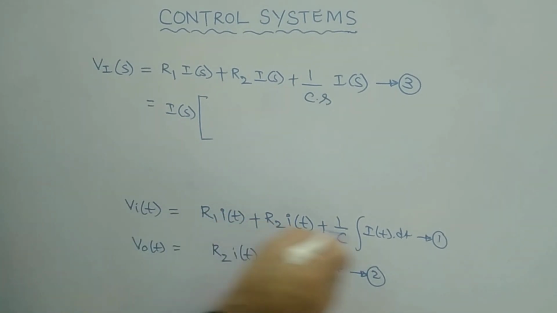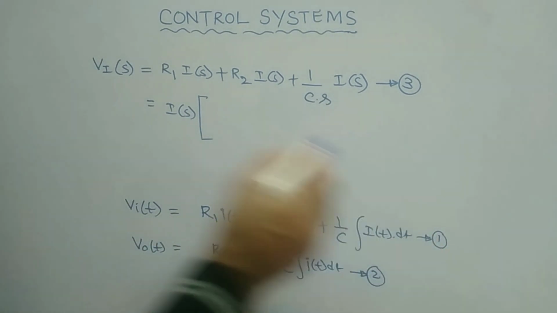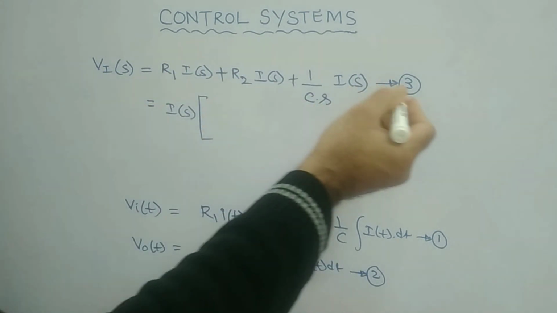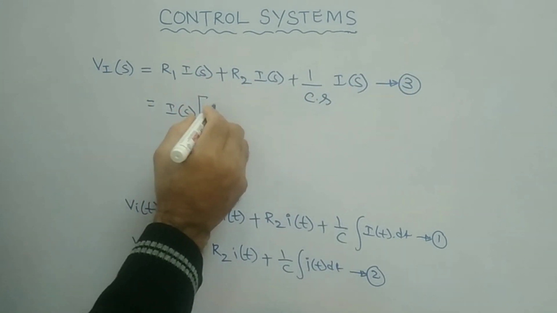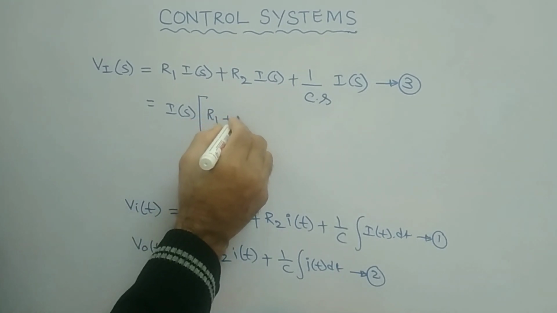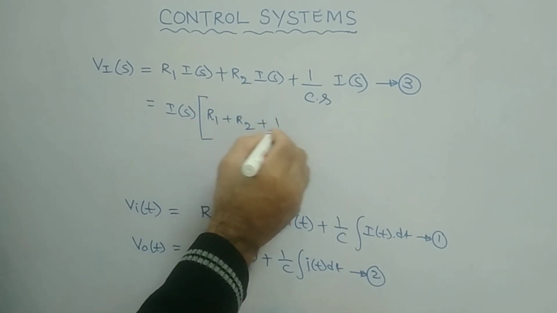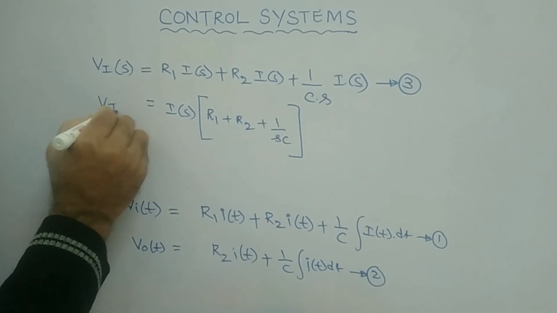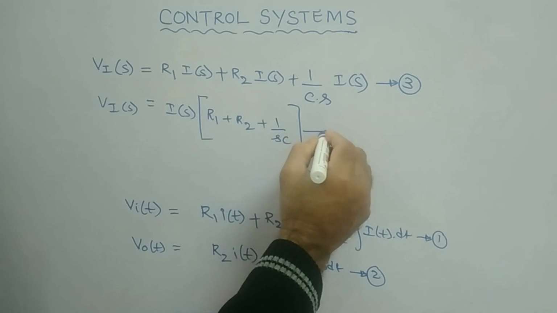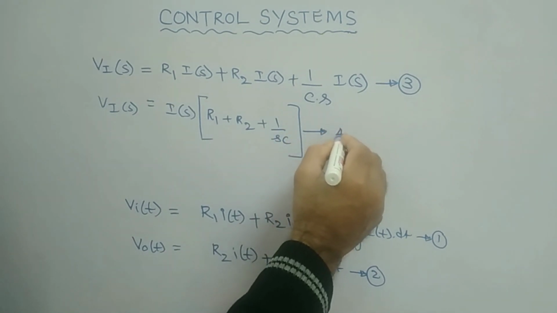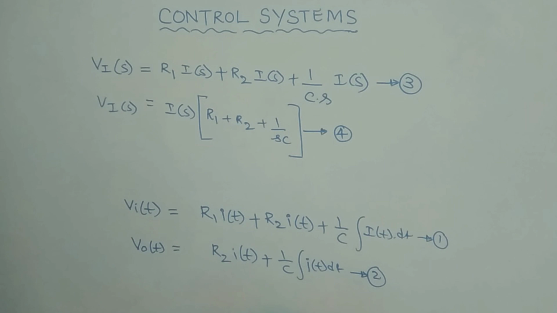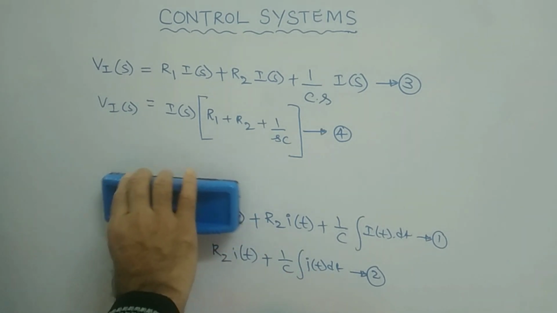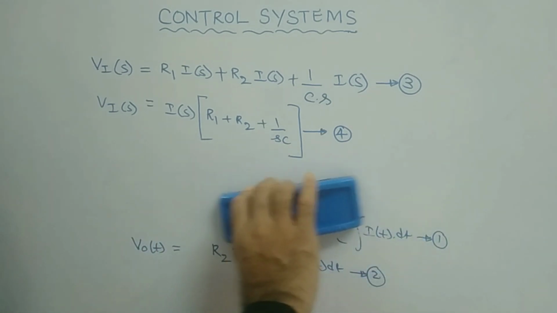Right. So for the first expression, equation number 1, I am applying the Laplace transformation, then it becomes like this, equation number 3, and from here I am taking I of s as common. Here it becomes R1 plus R2 plus 1 by s into c. This is my Vi of s now, and you can call it equation number 4. And similarly apply the Laplace transformation to equation number 2, and then write what the expression will be.